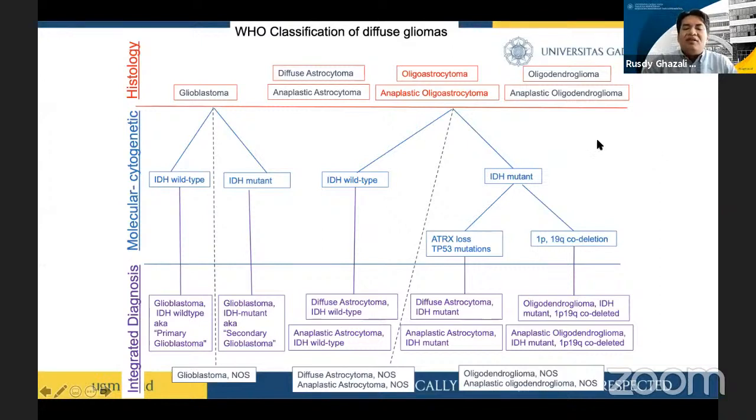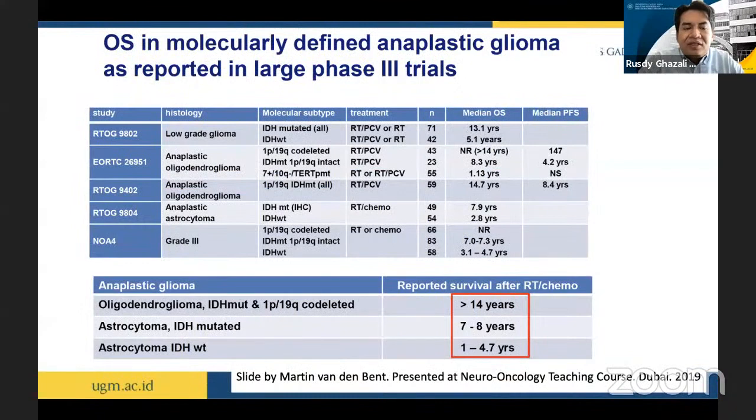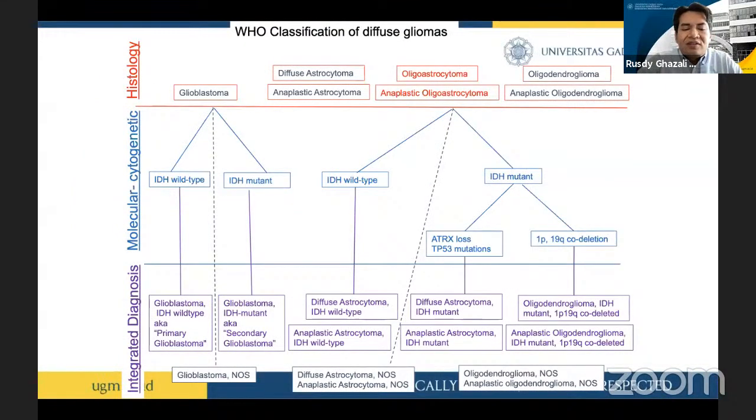If there is a 1p19q co-deletion, then the patient will be diagnosed with oligodendroglioma. If there is no 1p19q co-deletion, then the patient will be diffuse astrocytoma. So there is no more anaplastic oligoastrocytoma. There is no more oligoastrocytoma. This is a very important difference from the previous classification in 2007, which still had oligoastrocytoma as one of the tumor types in glioma, but now they don't have that type anymore.